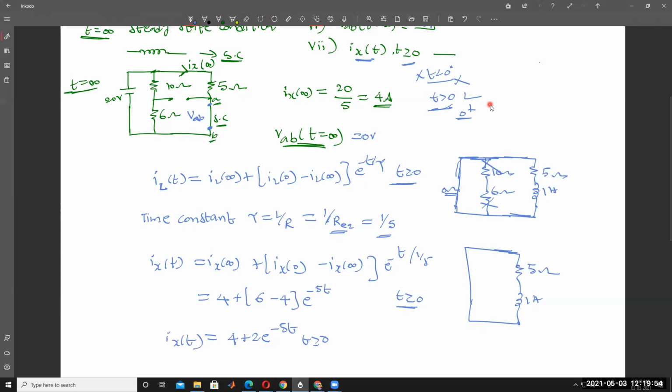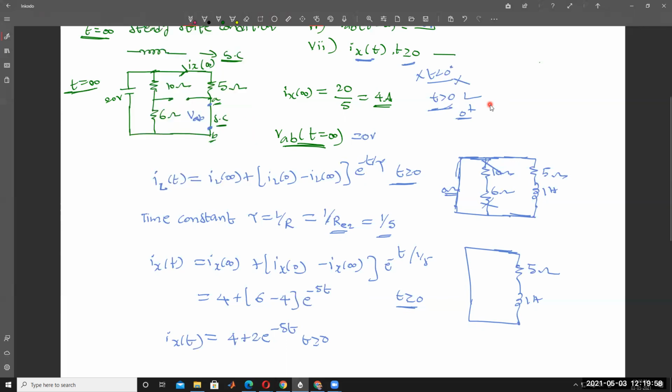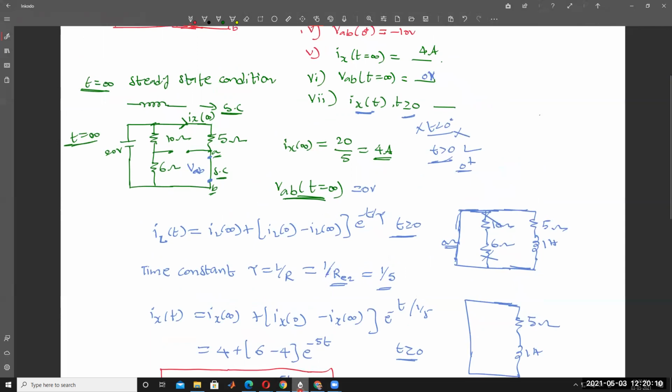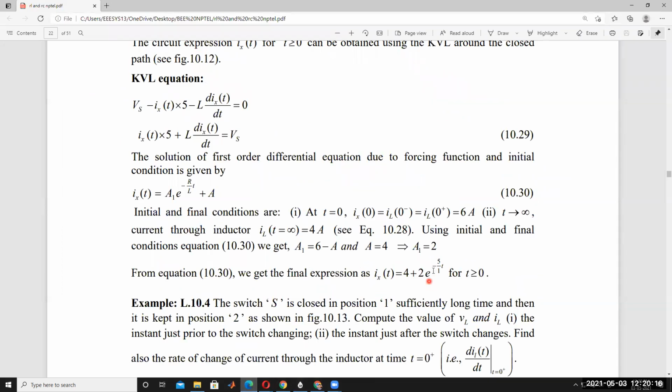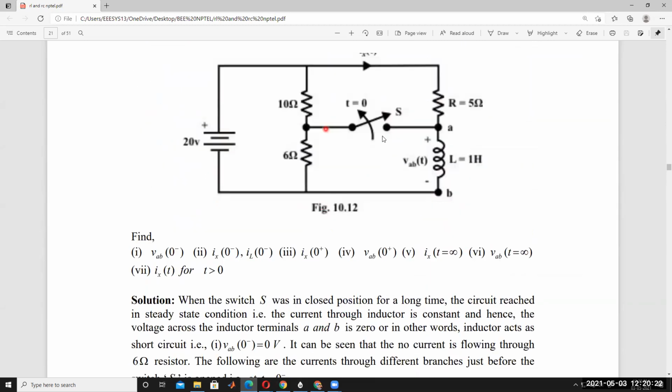Understood? So this is the expression ix of t. Is it clear? This is the complete problem regarding the RL circuit, the transient response of the RL circuit. It's clear: 4 plus 2 into e power minus 5t. This is the question and this is the solution of this problem.